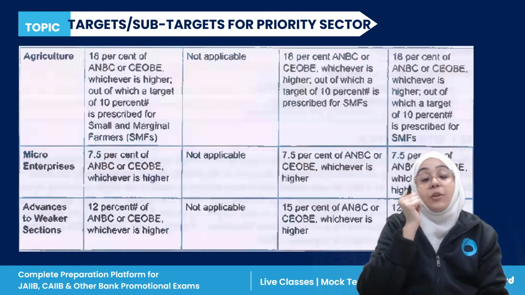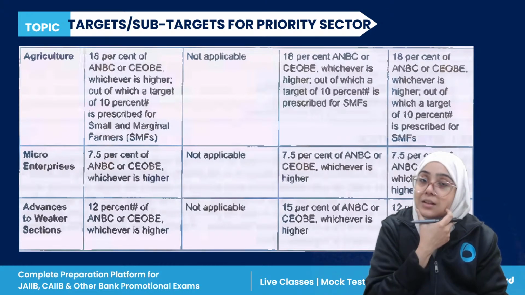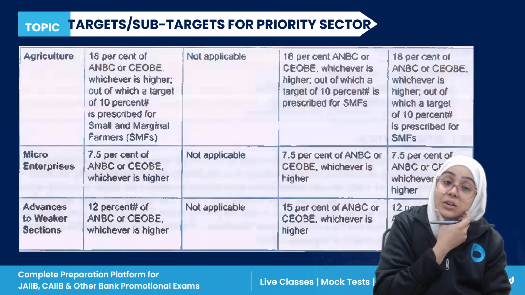Clear? Now, next, if we talk about agriculture, what are the targets given to agriculture, the priority sectors in agriculture?